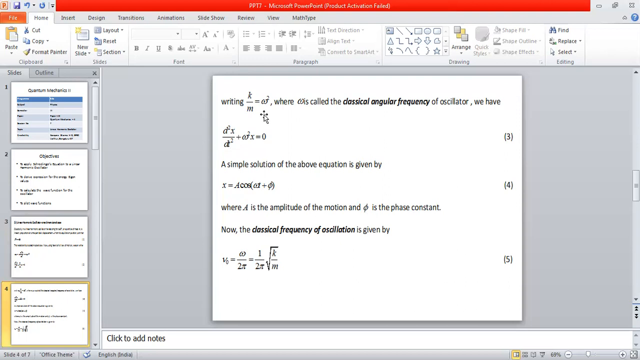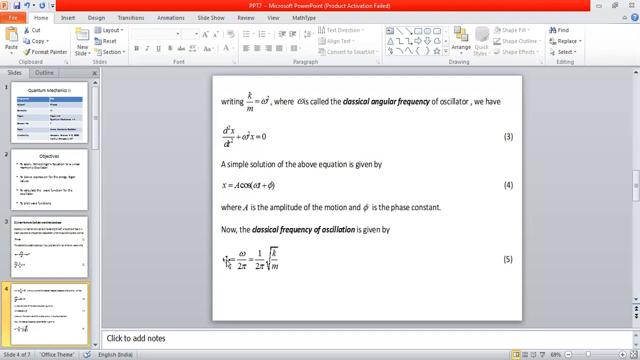Now, using this expression omega square equals k by m, we can write the expression for omega as the square root of k by m, and omega can be written as 2 pi nu naught. If I take 2 pi to the left side, this becomes 2 pi nu naught, where nu naught is what we call the classical frequency of oscillation. There is a difference here. Omega is the classical angular frequency, but this nu naught is called the classical frequency of oscillation.